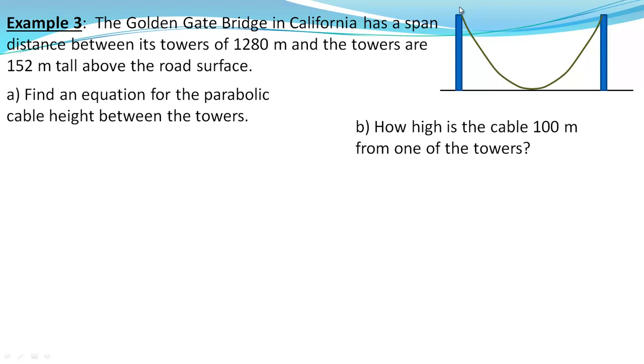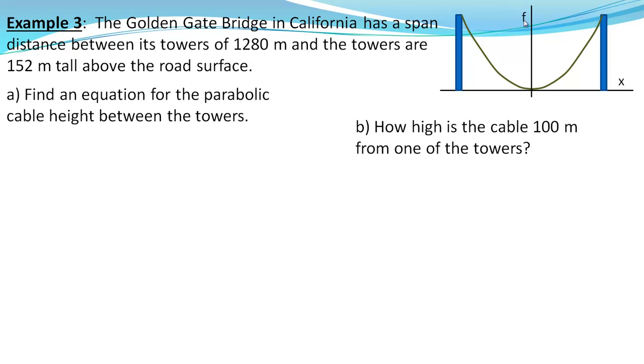Okay, so we're given that information, and so here's our parabola right here. And we're asked to find the equation for that parabolic cable height between the towers, and then we're asked this question, how high it is at a certain place. So I'm going to draw an axis around this. So I'm going to make that my y-axis. So that's y. This is x.